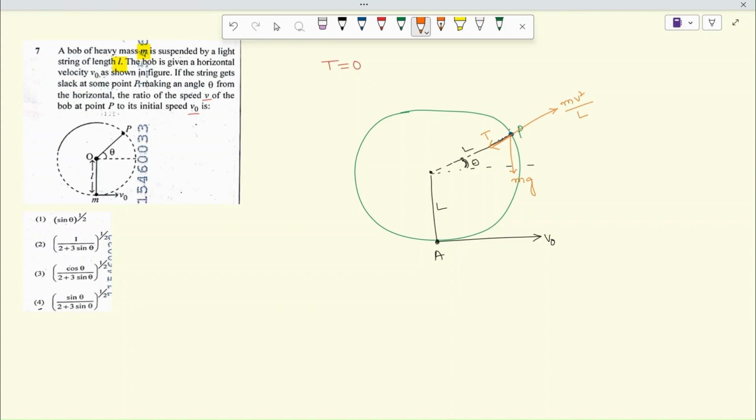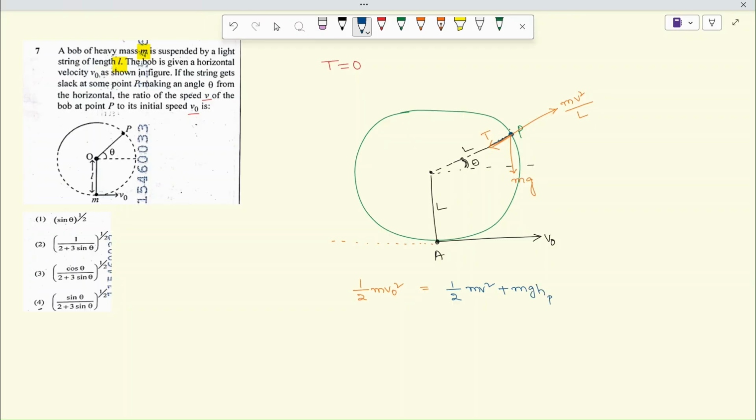Now coming to the energies. The total energy at A and P should be the same. At A, it is taken as the reference level, so you can take potential energy as 0 here, whereas at P, both potential and kinetic are there. So at A, total energy is only kinetic energy, that is half m v naught square. At P, it is kinetic energy half m v square, where v is the velocity at P, plus potential energy mg hp, the height of point P.